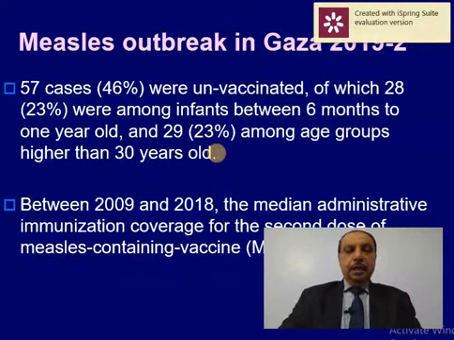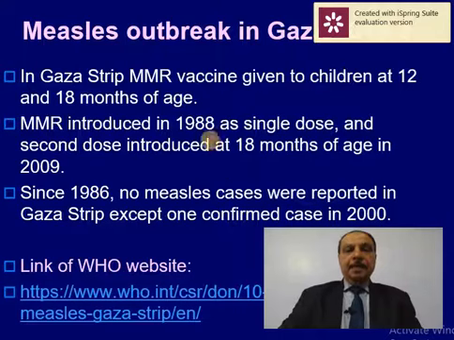Between 2009 and 2018, the median administrative immunization coverage for the second dose of measles containing vaccine was 97%. This means that the coverage of MMR was 97%. In Gaza Strip, MMR vaccine is given to the children 12 to 18 months of age. Of course, 1 dose is given at the age of 12 months, and a booster dose is given at 18 months, as we discussed in the lecture of immunization.